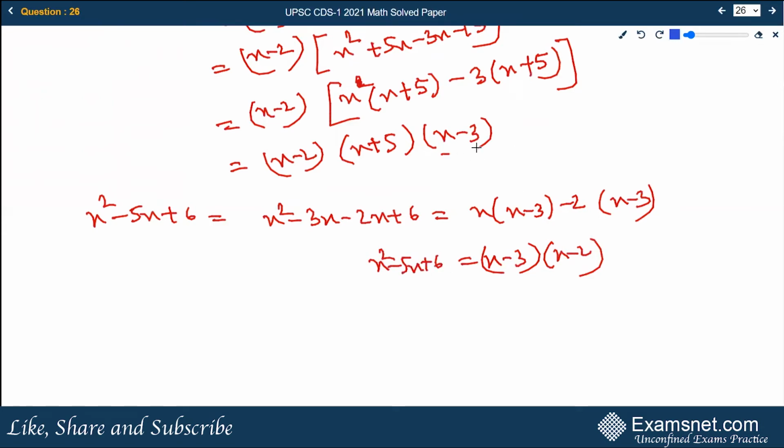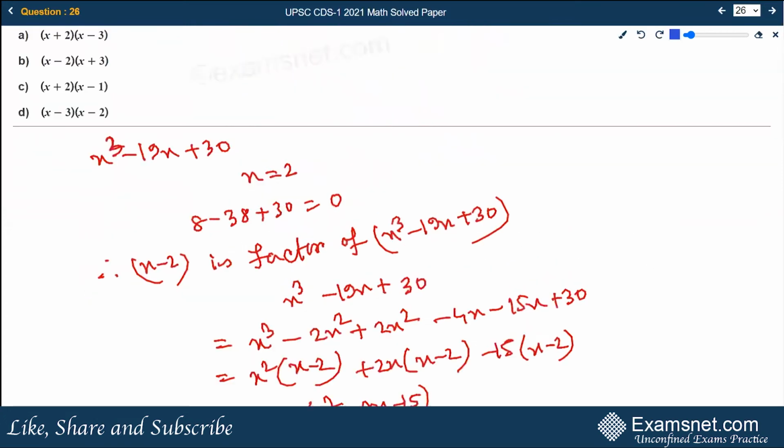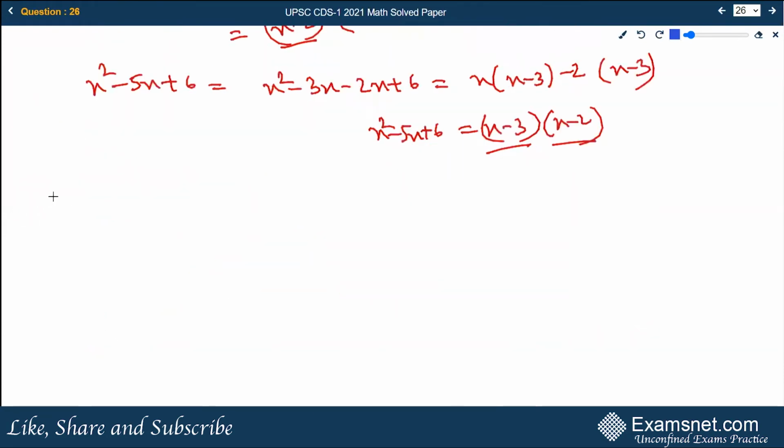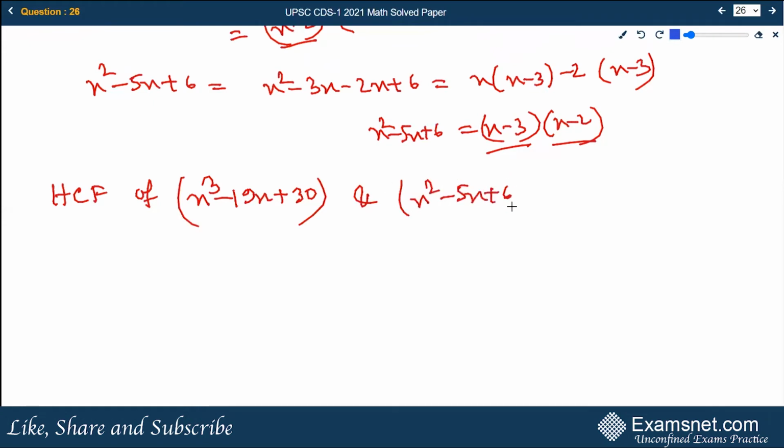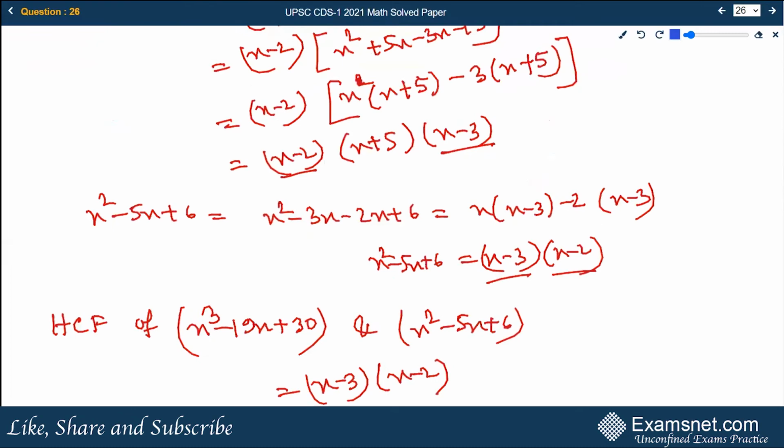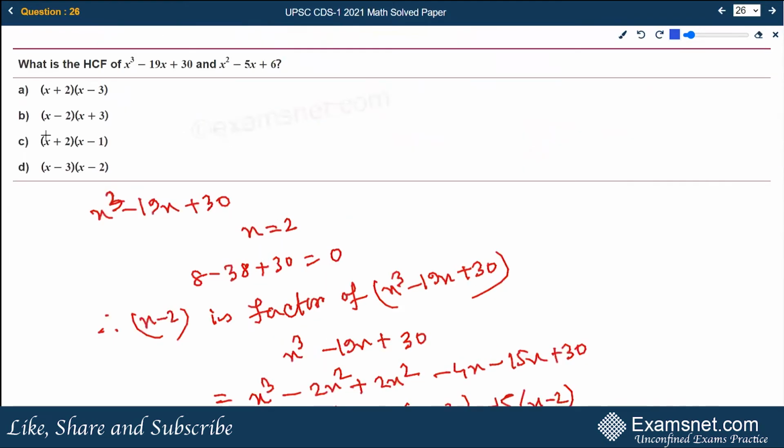Now as I can see, x minus 3 is there in both polynomials, and x minus 2 is also there in both. So the HCF of x cube minus 19x plus 30 and x square minus 5x plus 6 is x minus 3 and x minus 2, because these two factors are common in both polynomials. So here option D is the correct answer.